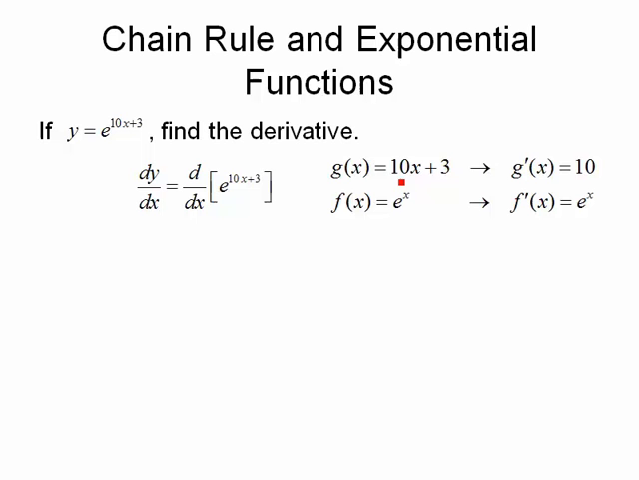The derivative of 10x plus 3 is 10. The derivative of e to the x is e to the x. So now that I have my component pieces, remember I'll have to take the g and put it into the e, and then multiply that by g prime. I get e to the 10x plus 3. That's the f prime, put in g part, and then I multiply that times 10. That's the g prime part of the chain rule.